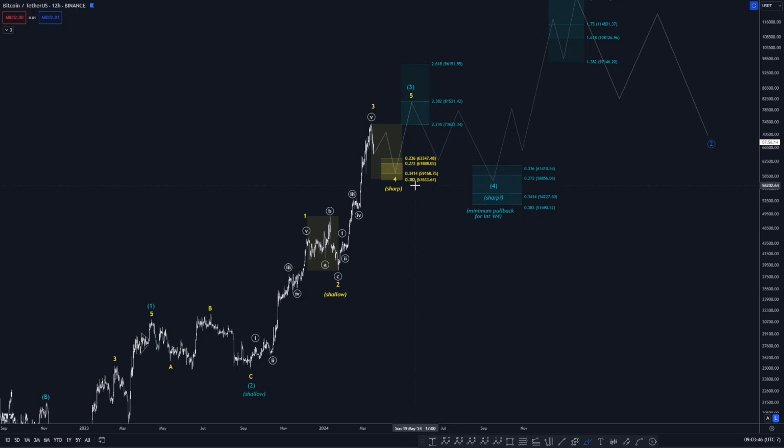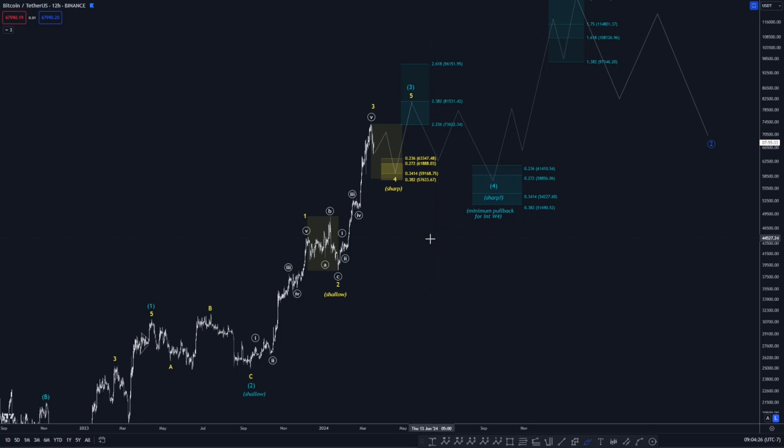And minimally, we're going to look for the 236 to 272. So pretty much 63 to 62K. There is a chance, due to alternation, how this was a shallow pattern, that we will actually get a sharp pattern and take it all the way down to the 3.414, 3.82, which is about 60K to 58K. So alternation tells us that if wave 2 was shallow, wave 4 is likely to be sharp.